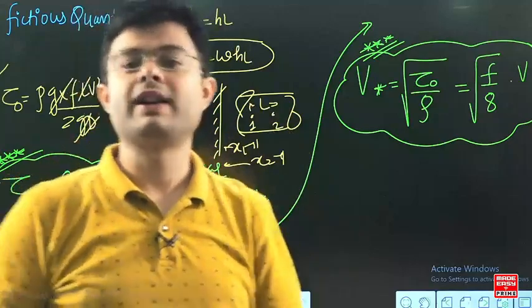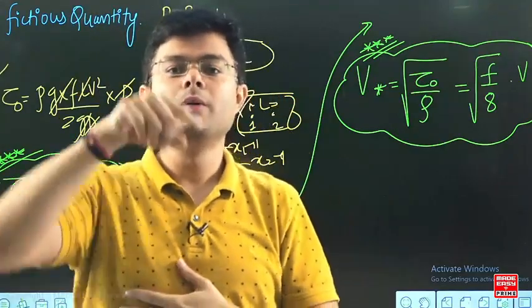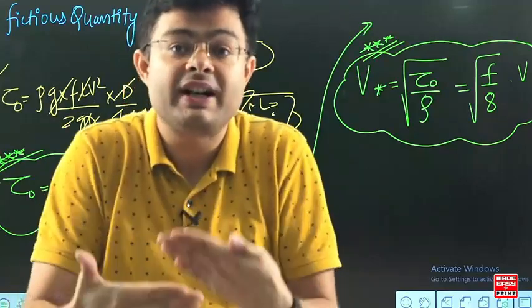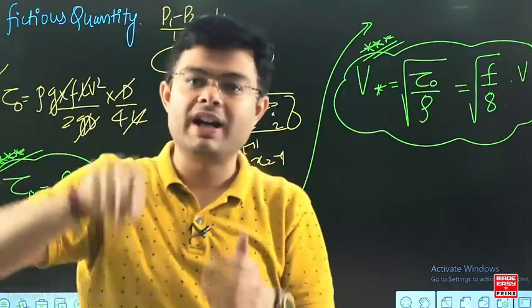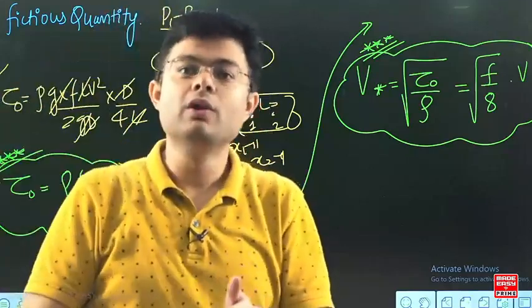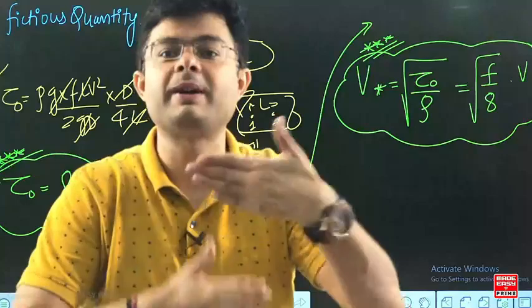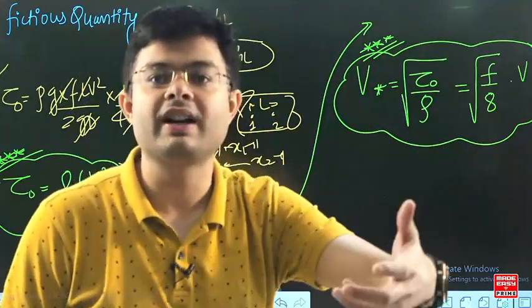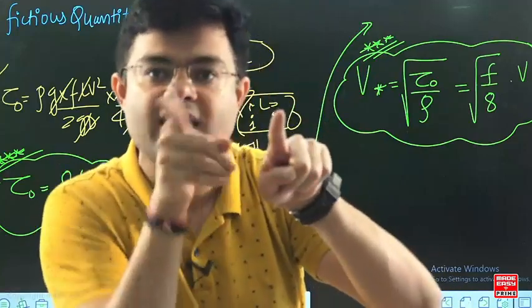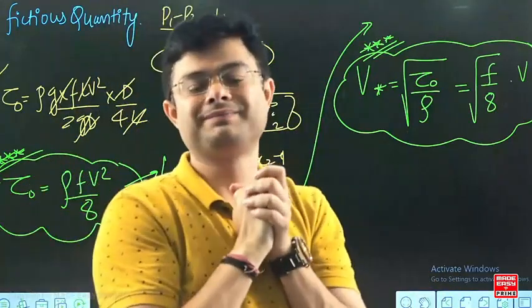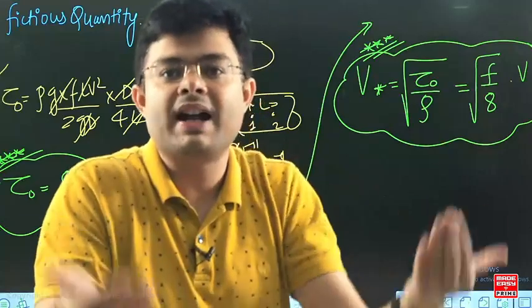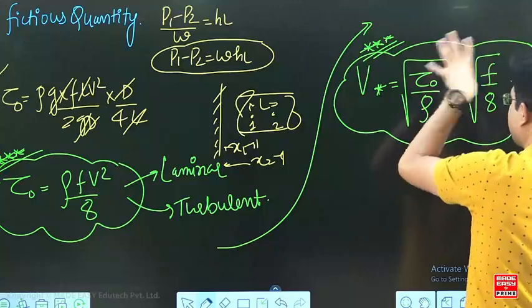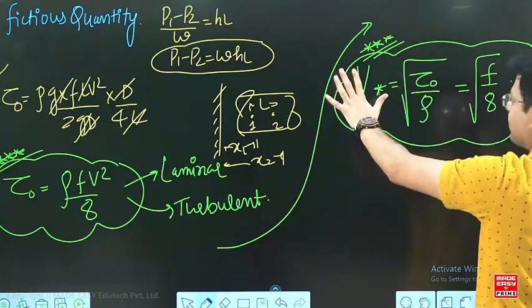Just for example, the term mu by rho was again and again getting repeated in our derivations. So scientists said that if this term was repeating again and again, let us take it as a new term, which is kinematic viscosity, helpful in our calculation. In the same manner, in turbulent flow derivations, this term was getting repeated again and again, that's why they took it to be V star.